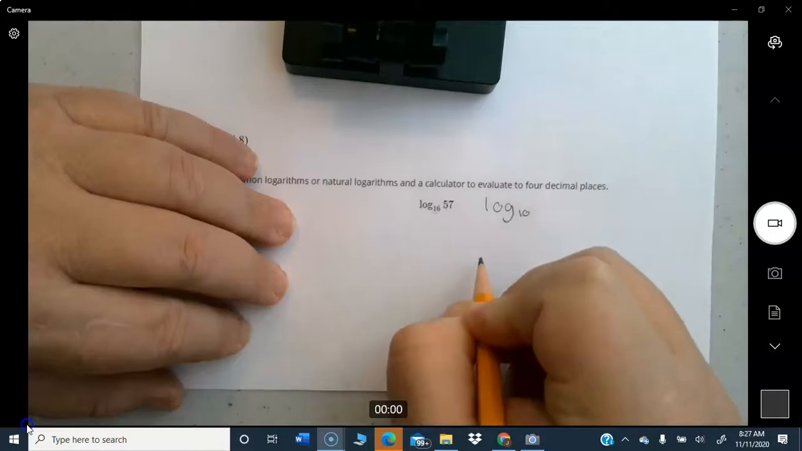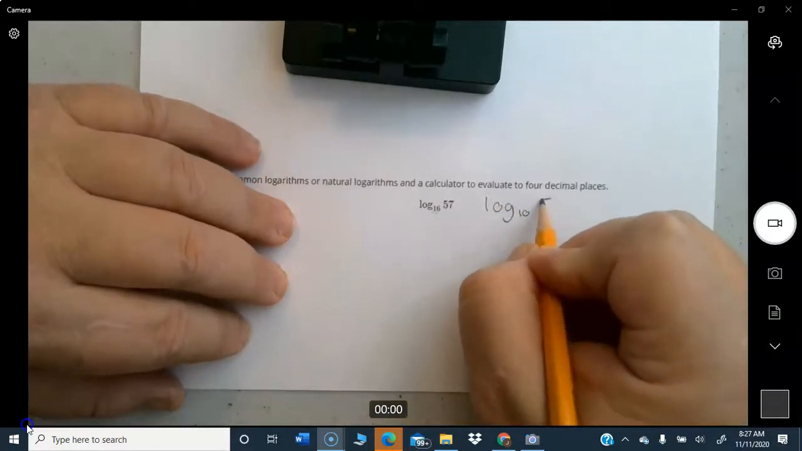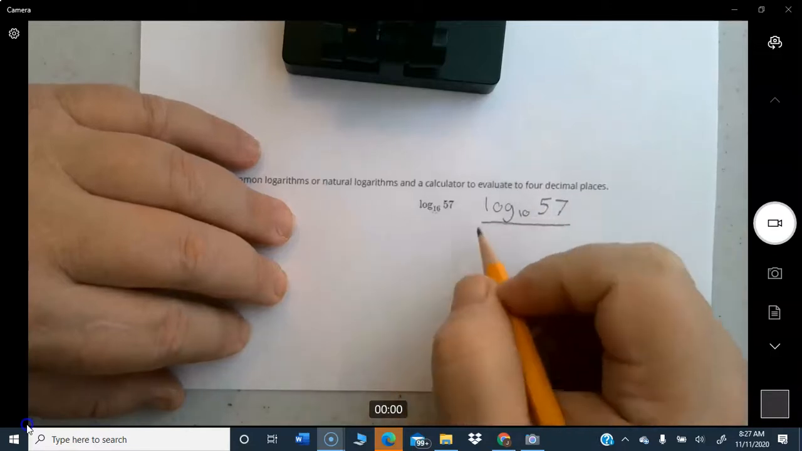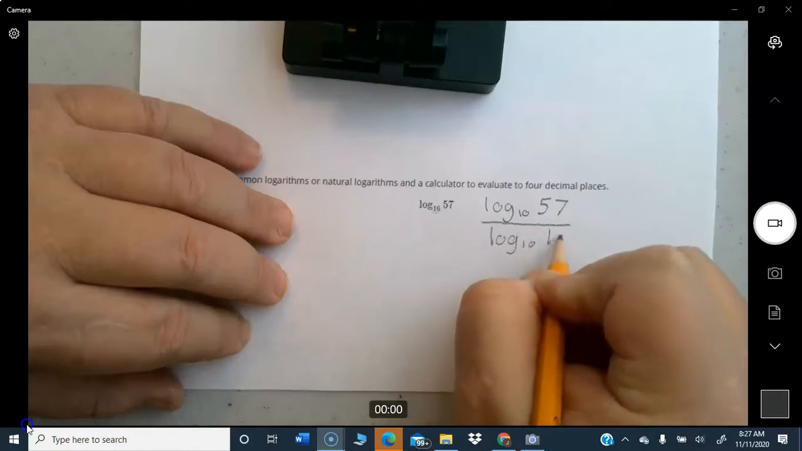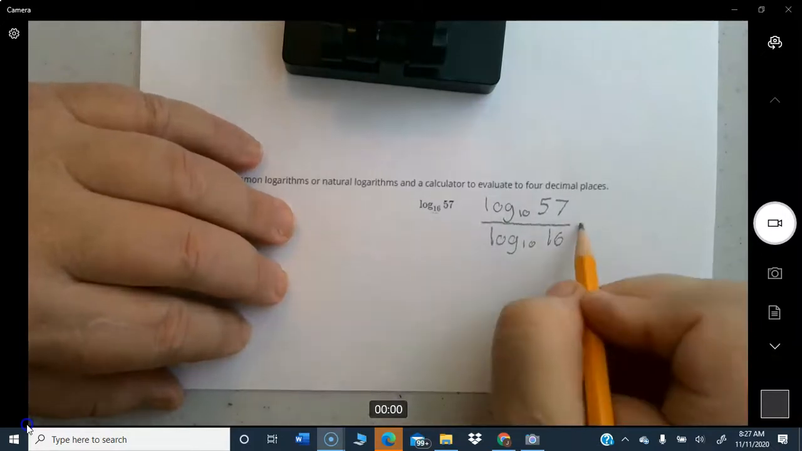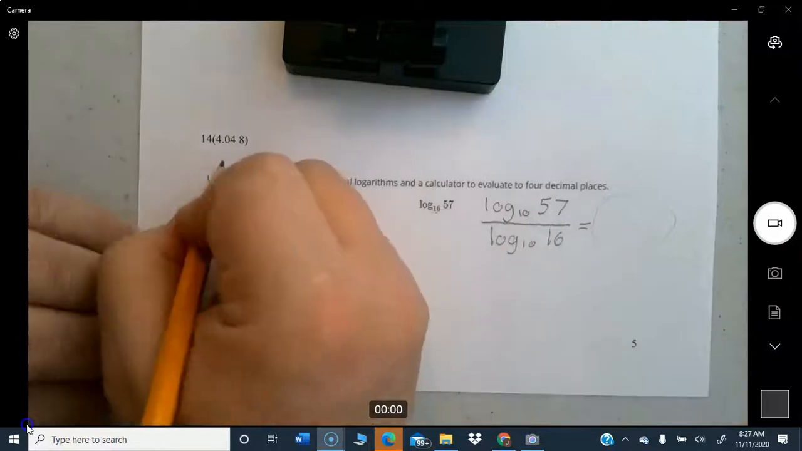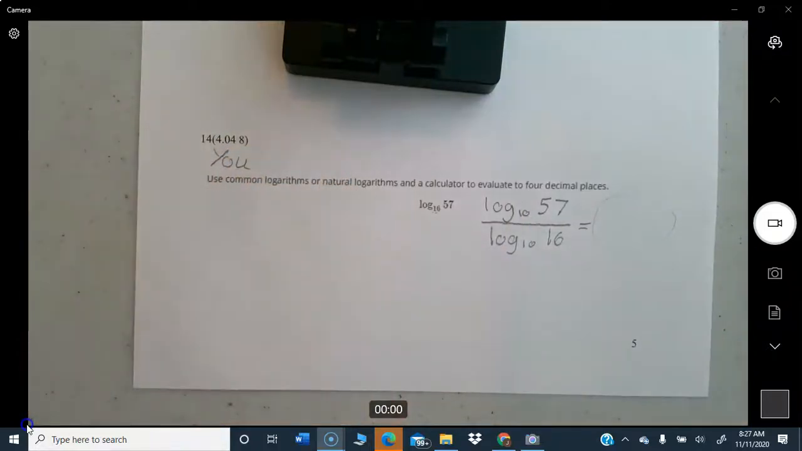Again, I don't need to write the base 10, you just assume it if it was just log, but I'm going to do it anyway, of 57. So you can compute that on your calculator. When you get those, then you just divide this one by this one, and that will give you your answer. So you're going to do this one as well. Okay? So that's the ones.